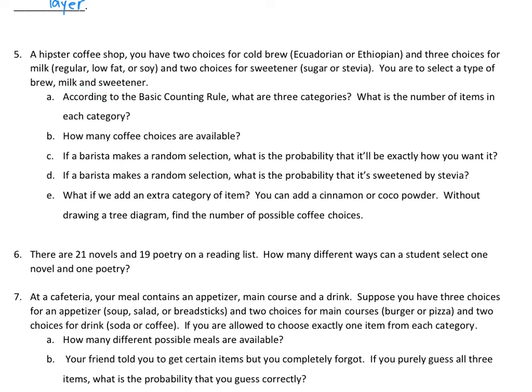So it seems like I'm choosing brew first, then I'm going to choose a milk, and then I'm going to choose my sweetener. So there are 3 categories. According to the basic counting rule, what are the 3 categories? Cold brew, milk, and sweetener. What is the number of items in each category? For brew, we had 2. Milk, we had 3. And then sweetener, we had 2. So that's my m, that's my n, and then that's the next number.